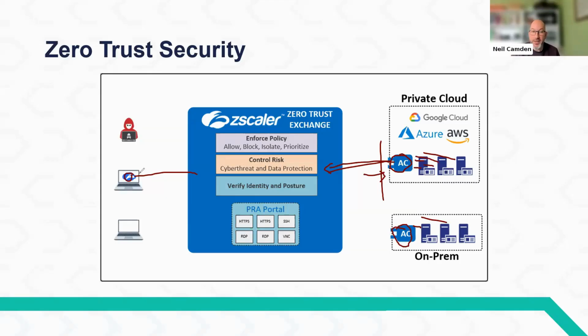That's all great if you've got the Zscaler client. If you've got a third party or a partner or someone in your supply chain that doesn't have the Zscaler client and you can't enforce that client onto them, that's where the PRA solution comes in. And what that allows us to do is, using a browser, you connect into the PRA portal, which is a web portal hosted in the Zscaler cloud.